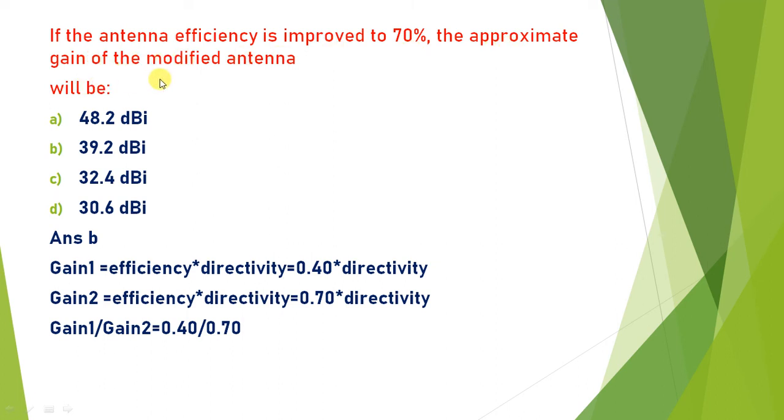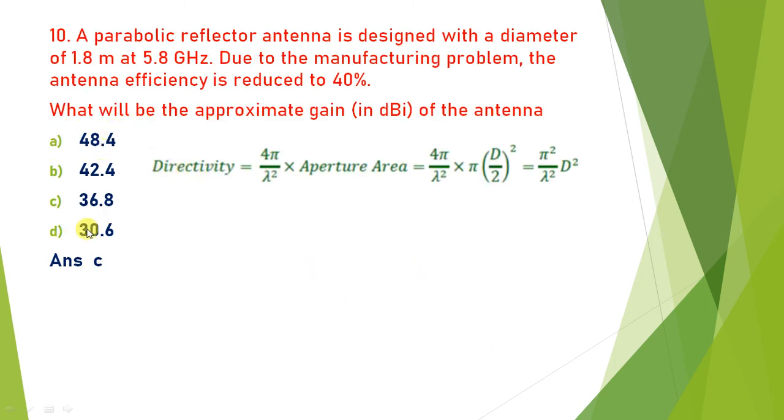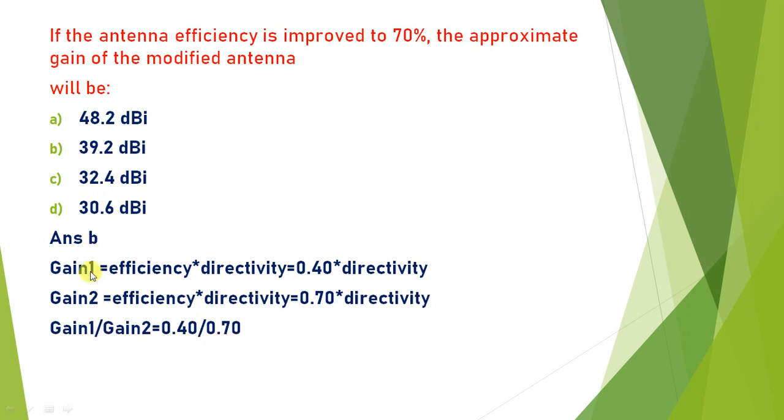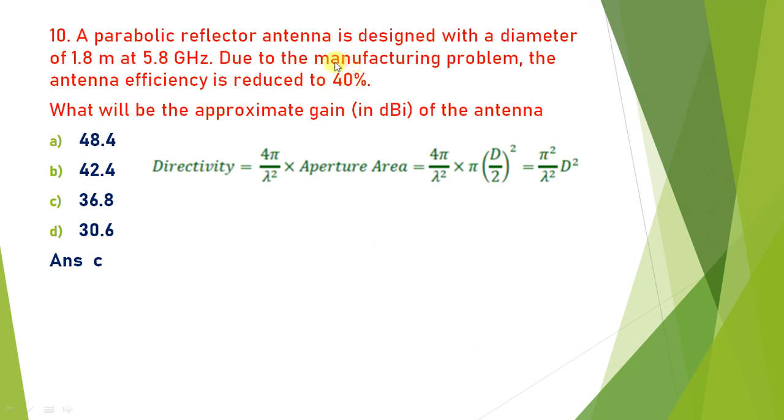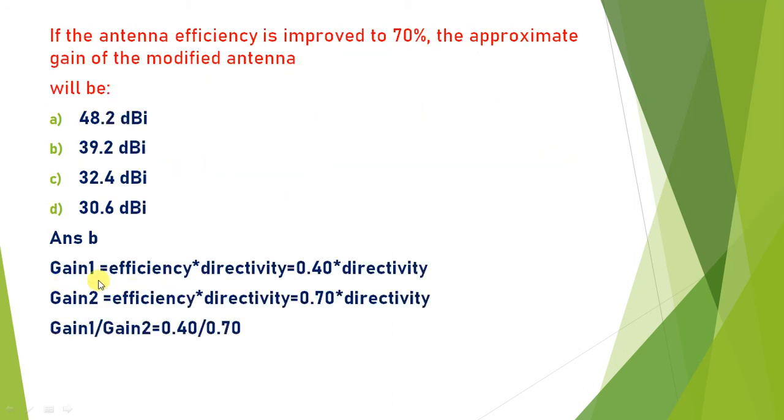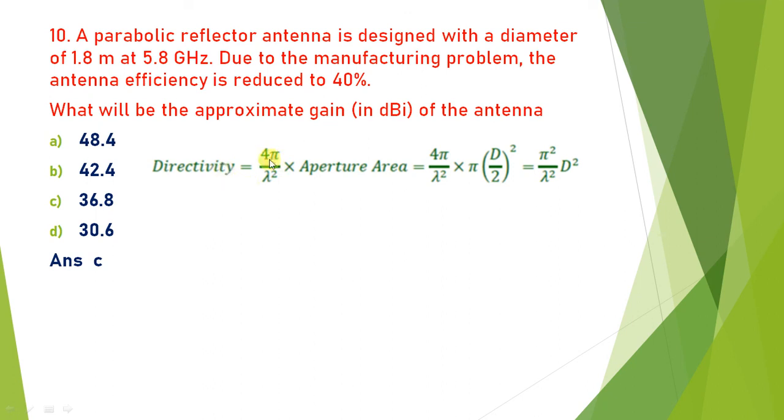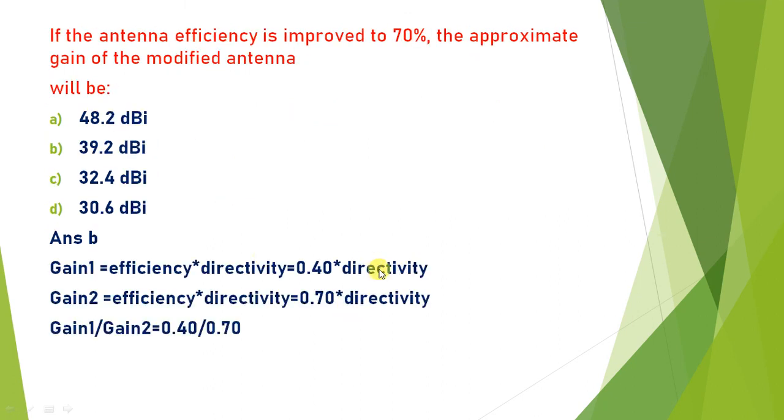If antenna efficiency is improved to 70%, then what will be the approximate gain of this modified antenna? In the previous case, we have already found gain 1, whatever gain was found in MCQ part 1. So gain 1 is equal to efficiency multiplied by directivity, found for the efficiency of 40%. So this is equation number 1. Similarly, gain 2 for this case is efficiency multiplied by directivity. So efficiency is 0.70 and the directivity is the same as from the previous case. This directivity is the same for both cases.